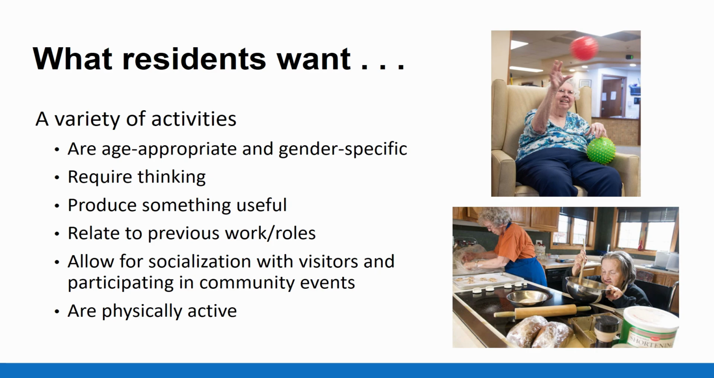The research that led up to the change in the CMS activity rule in 2006 included interviews of older adults living in nursing homes. The message these older adults sent was loud and clear. They wanted a variety of things to do, including things that actively engaged their minds and bodies, activities that were active, productive, useful in some way, that allowed for socialization not only with their family members, but the larger community in which they lived. And they didn't want to be treated like children. They wanted age-appropriate things to do and things that fit the unique interests of their gender.